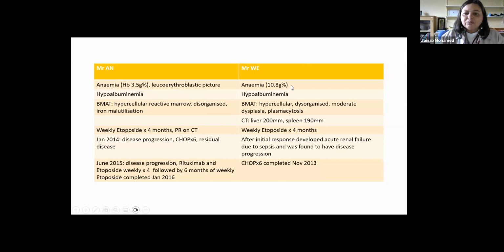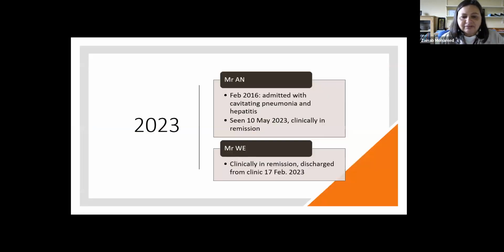2016. For the second patient, the etoposide initially worked, as it usually does, but after a while, it stopped working, and he actually developed an acute renal failure due to sepsis, and was found to have disease progression. We treated him with CHOP as well, 6 cycles, completed in November 2013. And these patients are both well. I saw both of them this year.